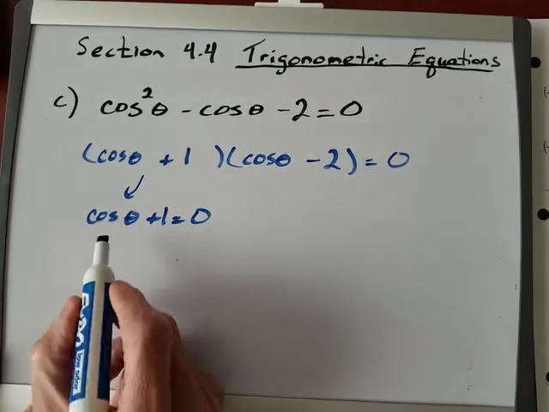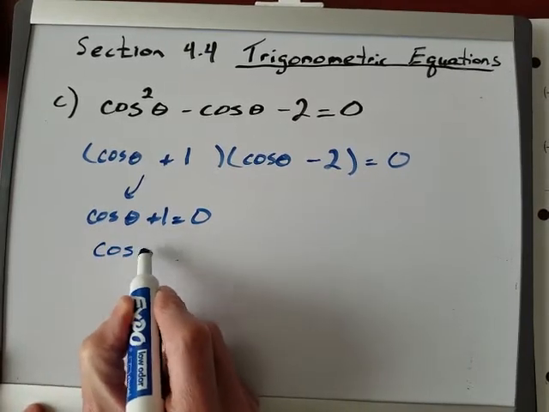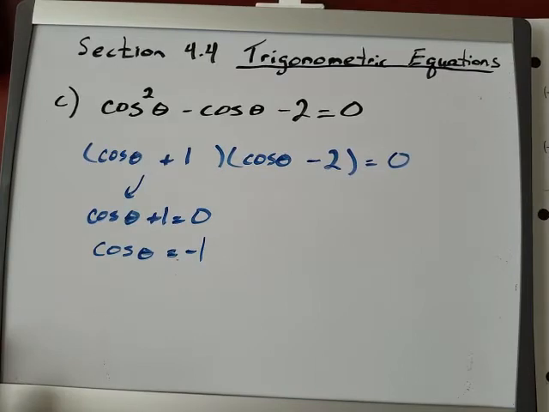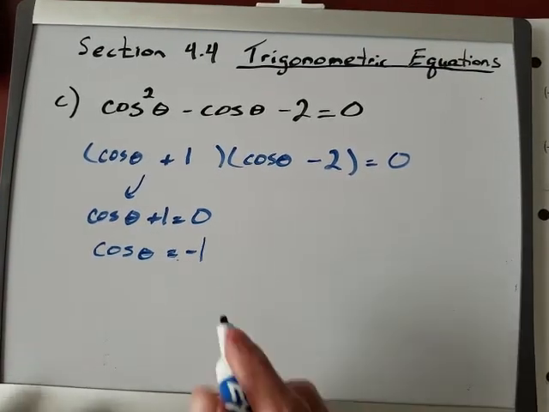What I'm going to do is just one quick movement, and I'm at my happy place. I'm going to bring the 1 over. Cosine theta equals negative 1. We are now at our happy place.